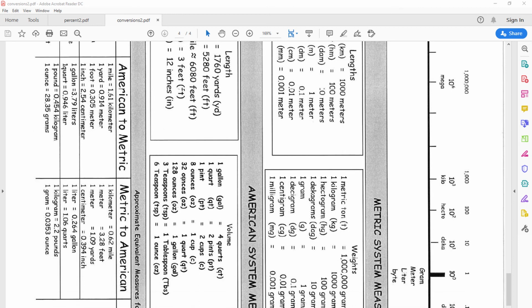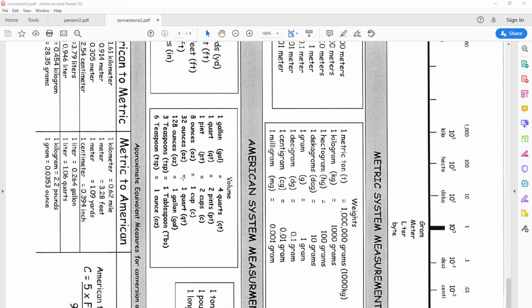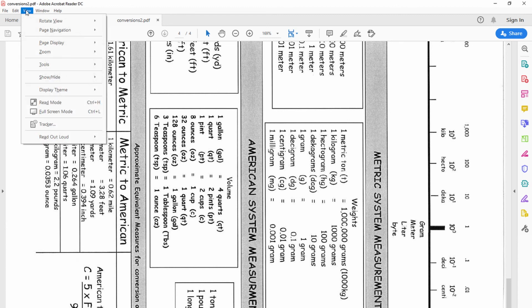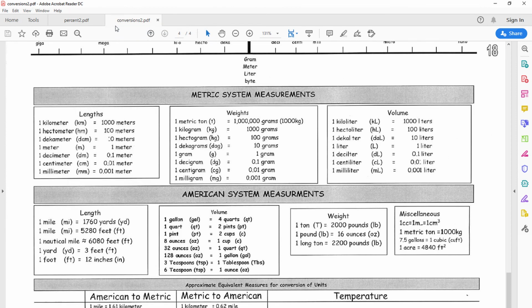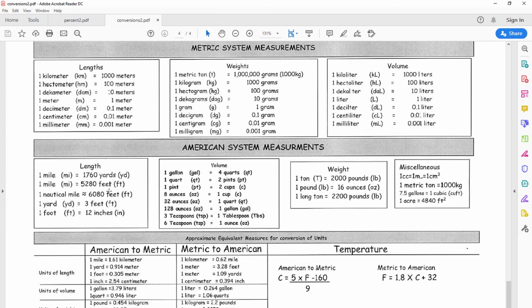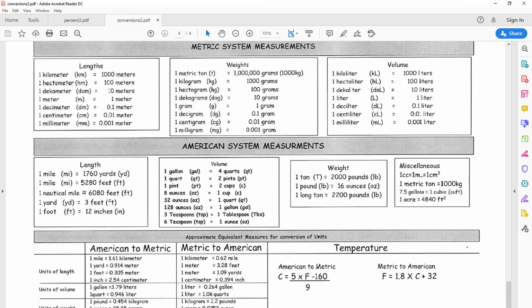The last page here deals with something called a conversion chart, which you could use on your test. Here's our conversion chart here. All your conversions are right here that you need. There's formulas there too. Yes, you can use this on the test.